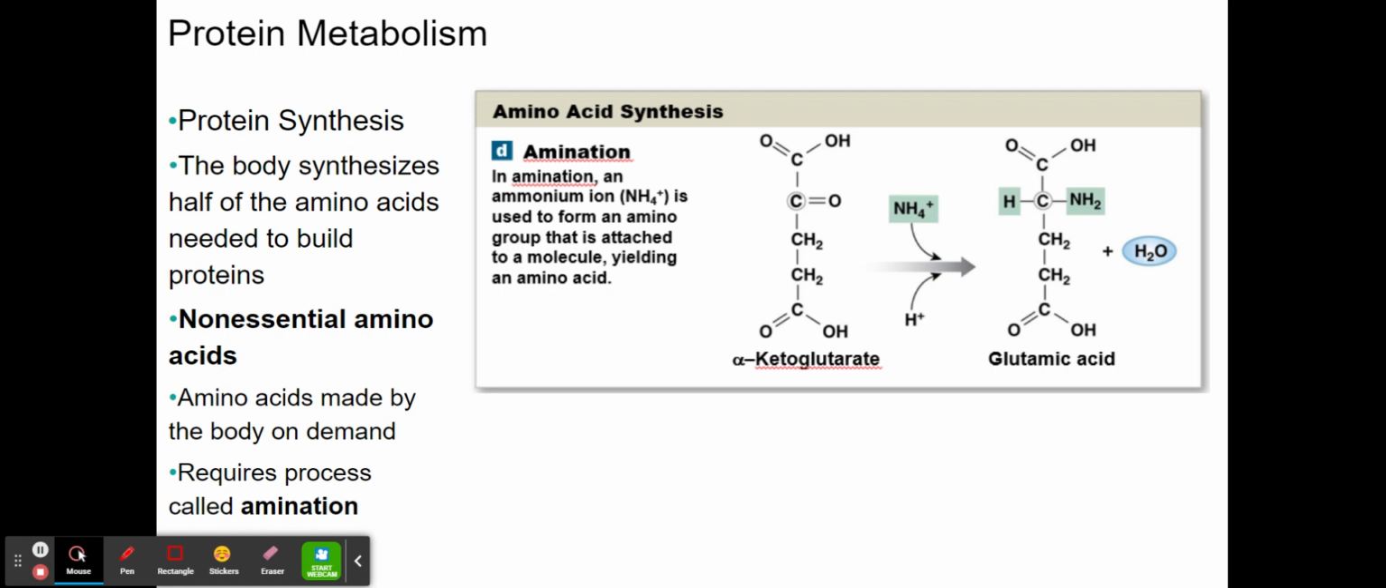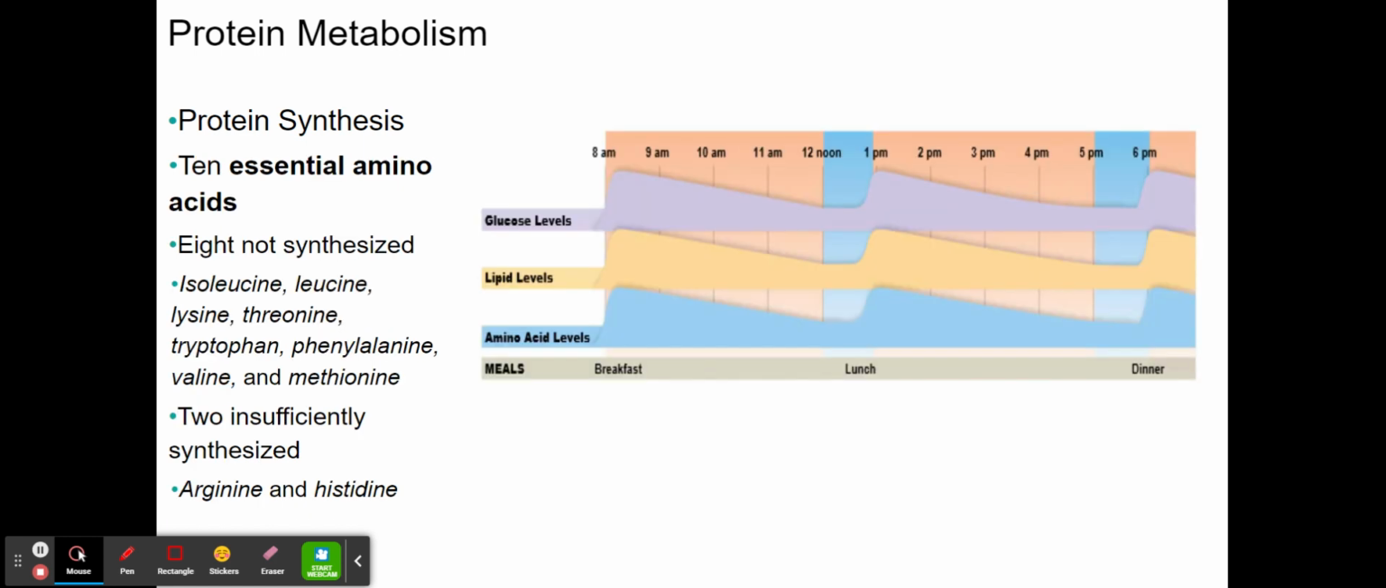Your body can synthesize about half of the various amino acids needed to build proteins. There are 10 essential amino acids which must come from the diet. Your body cannot synthesize 8 of them: isoleucine, leucine, lysine, threonine, tryptophan, phenylalanine, valine, and methionine. The other 2, arginine and histidine, can be synthesized, but not in the amounts that growing children need. Other amino acids are called non-essential amino acids because the body can make them on demand. Your body cells can readily synthesize their carbon frameworks. Then an amino group can be attached by transamination or by amination using an ammonium ion as a reactant.